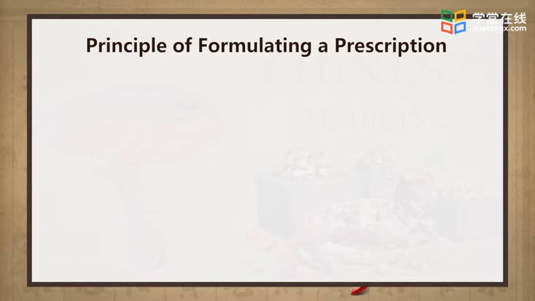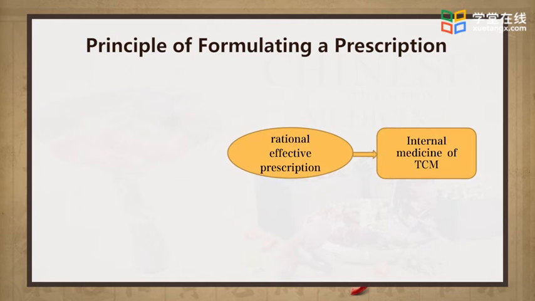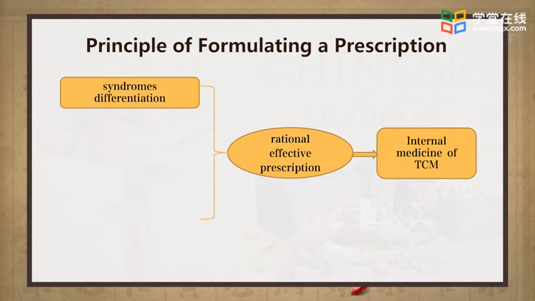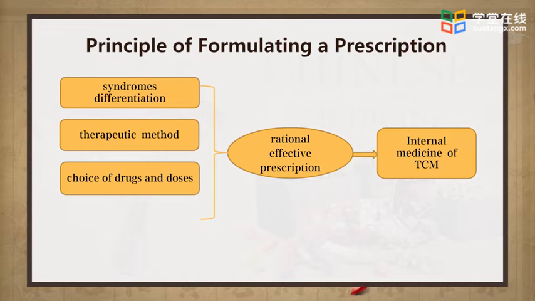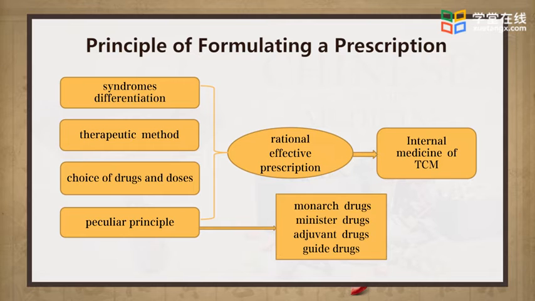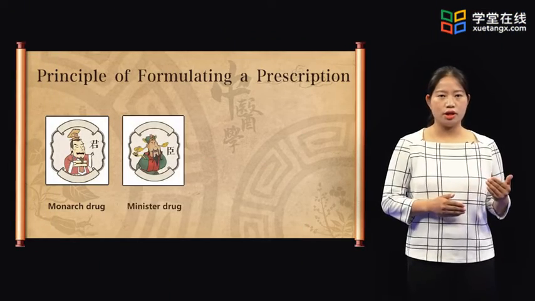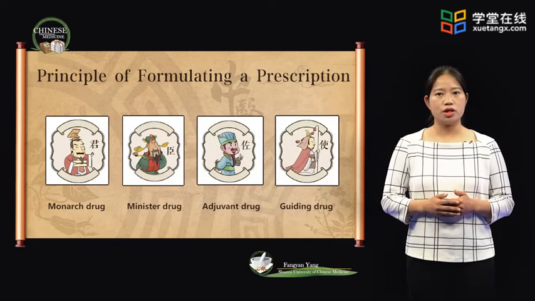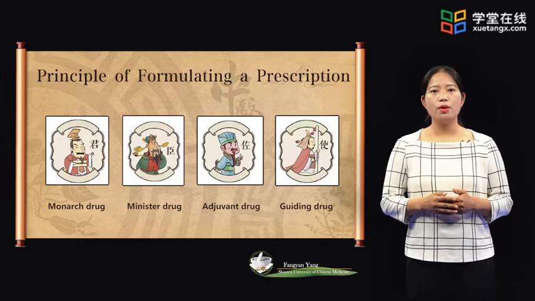Composition of prescription: how to make a rational, effective prescription with different drugs. It should contain the following. First, accurate syndrome differentiation. Second, establishment of the therapeutic method. Third, the appropriate choice of drugs and dose. Last but not least, following the peculiar principle of monarch, jun, minister, chen, adjuvant, zuo, and guide, shi, drugs in a prescription. What are they? Now, we will explain them one by one.